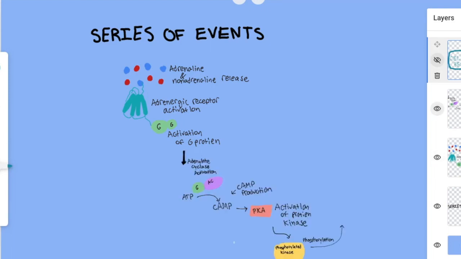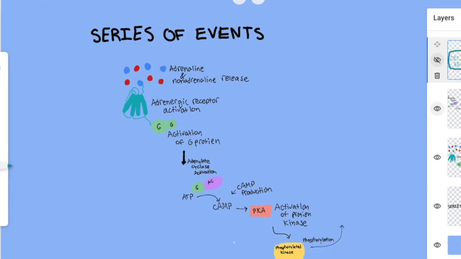Next, there's an adenylate cyclase activation. The activated G proteins stimulate adenylate cyclase, an enzyme located in the cell membrane. Next, there is cyclic AMP production. Adenylate cyclase converts ATP into cyclic AMP, which is a secondary messenger molecule. Next, an activation of protein kinase A. cAMP activates protein kinase A, which is an enzyme.